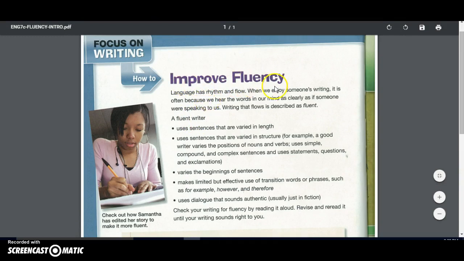So to improve fluency, language has rhythm and flow. When we enjoy someone's writing, it is often because we hear the words in our mind as clearly as if someone were speaking to us. Writing that flows is described as fluent. A fluent writer does these things. For example, a fluent writer uses sentences that are varied in length. So let's have a look back here.